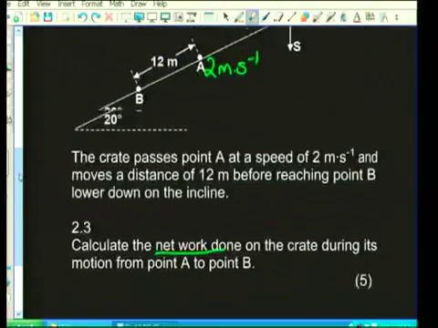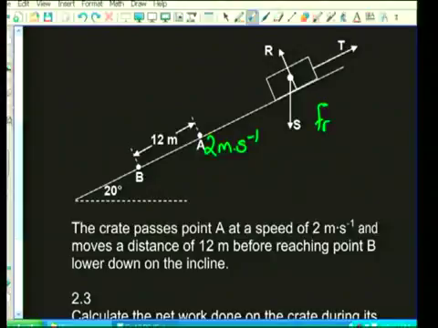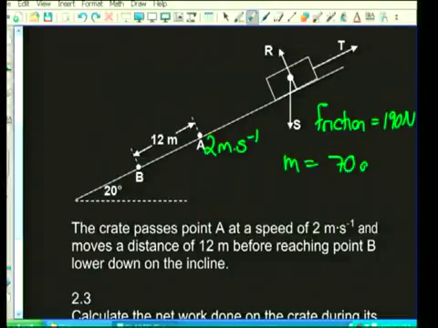Let's first realize we need some more values to do this. So first of all, what we missed out earlier is that friction is actually equal to 190 newtons. It's experiencing a friction of 190 newtons, and the crate has a mass of 70 kilograms. We need that information. So the crate has a mass of 70 kilograms. Friction 190, mass is 70.